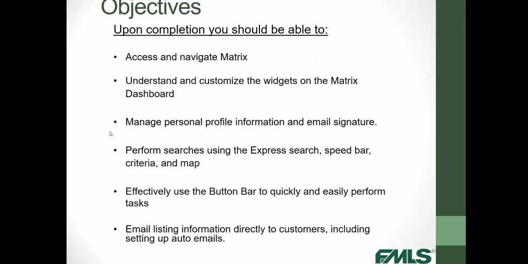So we're going to be accessing and navigating through Matrix specific to widgets on the dashboard, your personal profile information, including email signature, how to perform searches in various different ways, effectively using the button bar to perform tasks like printing listings and emailing listings. This is what we're really going to be focusing on today, including setting up what are called auto emails, where you're going to put in the criteria that the customer's interested in and let the system find new matches on a day-to-day basis or so and send matches to the client automatically.